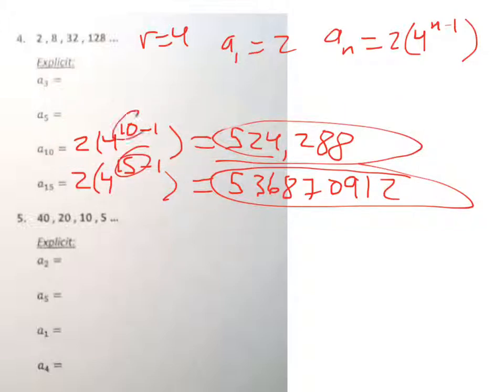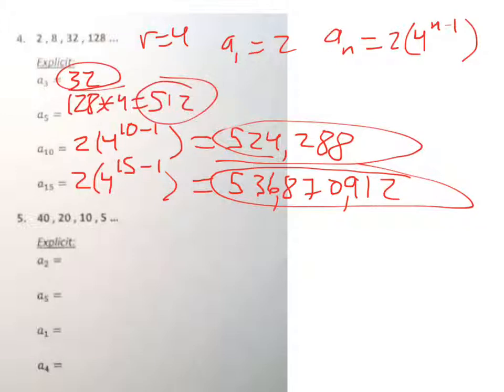When you put in 10 and you put in 15 and compute, you'll get these fairly large numbers. One of them is about 500 million. The other one's about 500,000. Anyway, if you want to get a sub 3, it's just the third term in the sequence, which is 32. If you want to get a sub 5, you can just take a sub 4 and times that by 4, which would give you 512. And that brings us to the last one.